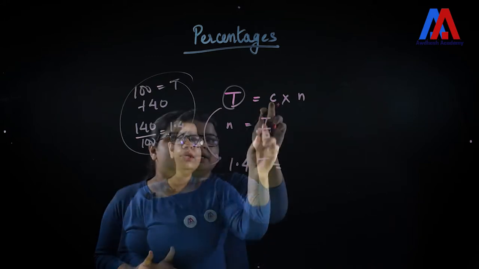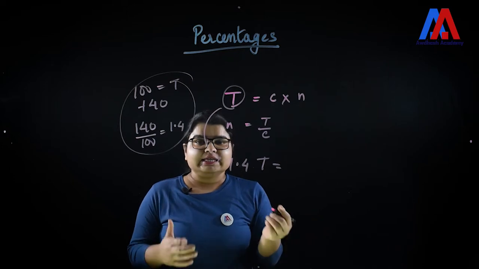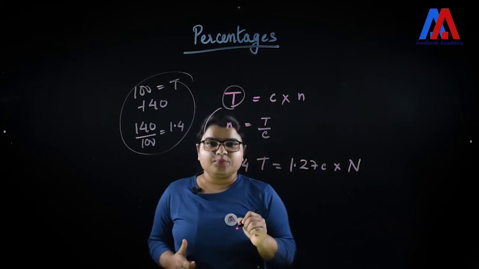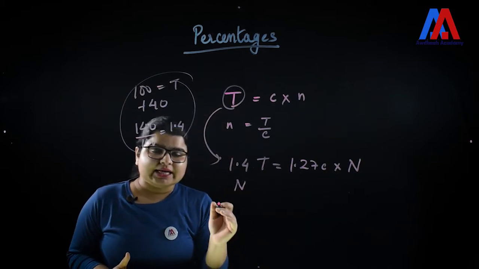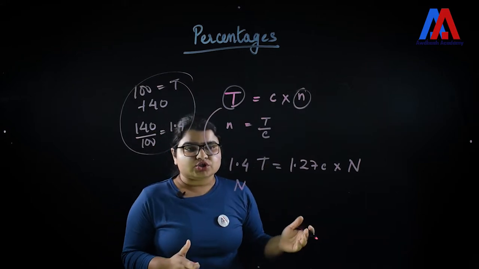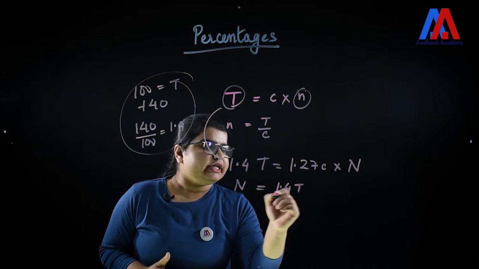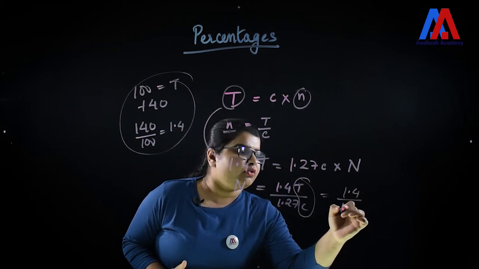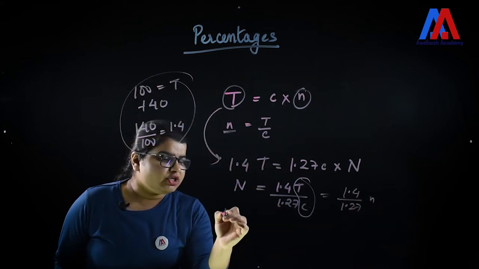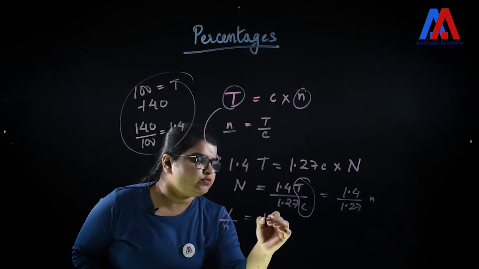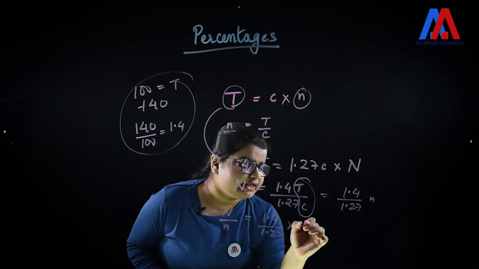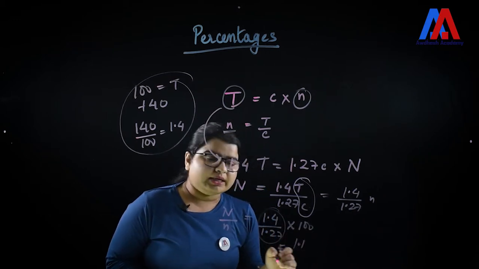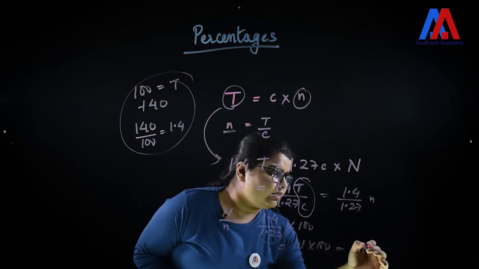So 1.4 times T is equal to... Now the change in per capita is 27% increase. That would mean 1.27 C into N has changed to say capital N now. And you have to calculate capital N upon small n, that is the change in the number of people or the population. So we calculate N as 1.4 T upon 1.27 C. Now T upon C is n, thus we have 1.4 upon 1.27 n. Now you have to calculate the change, which would be N upon n, and this would be 1.4 upon 1.27, and percentage will be calculated by multiplying 100. So here if you calculate this part, this will give you approximately 1.1, and this multiplied by 100 becomes 110%.